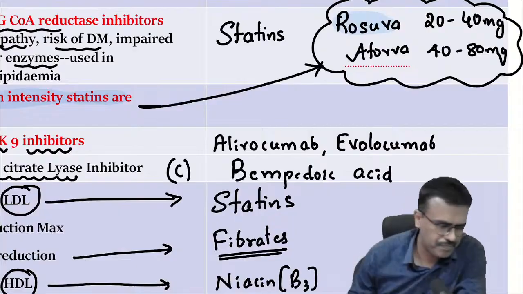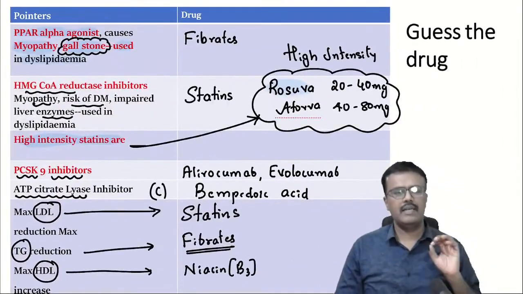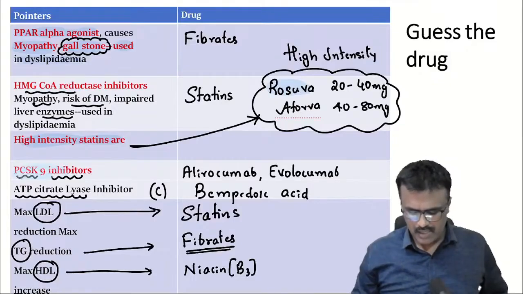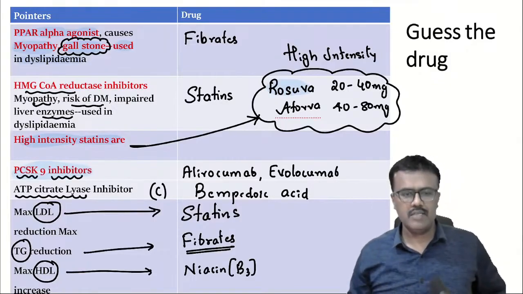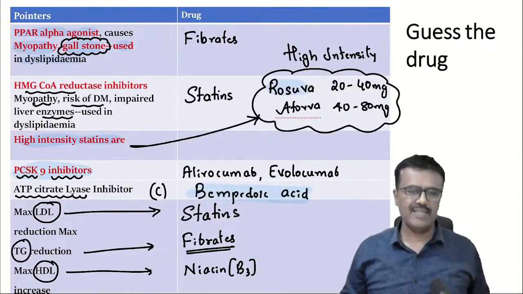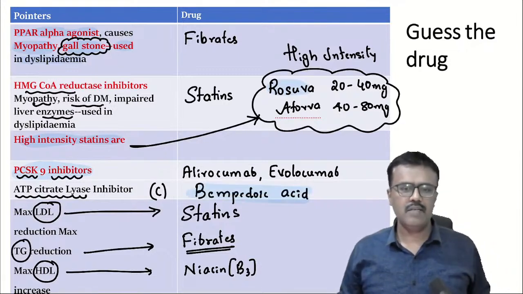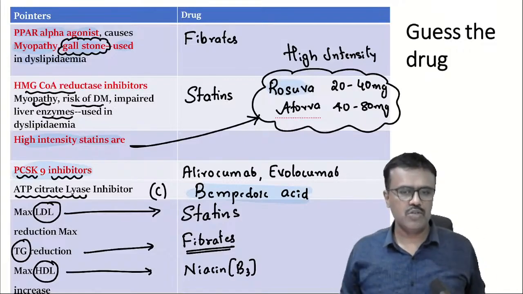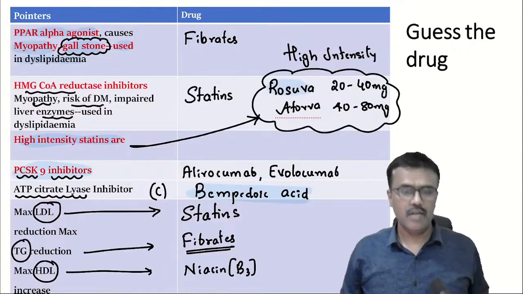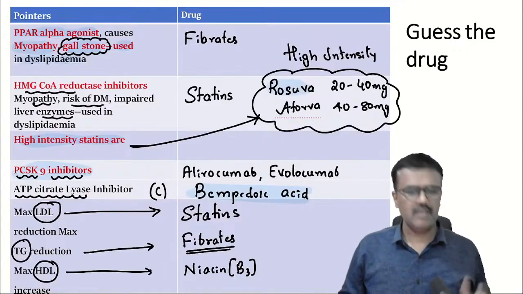Yes. This is about drugs for dyslipidemia. Please concentrate. PCSK9 inhibitors are frequently tested, and recently they have tested bempedoic acid. Bempedoic acid is used for familial hypercholesterolemia as well as to prevent atherosclerotic cardiovascular diseases, that is ischemic heart disease.